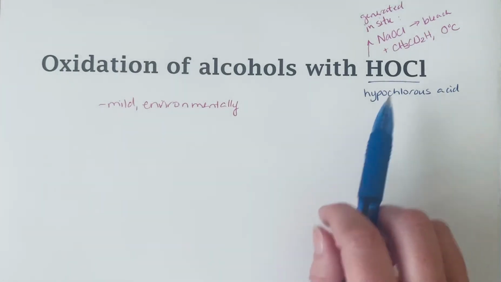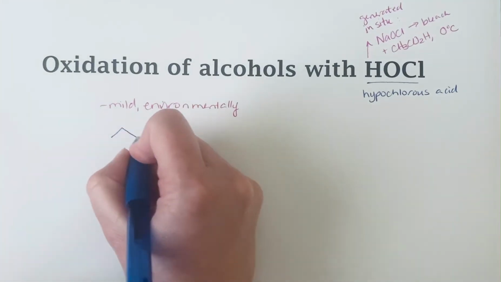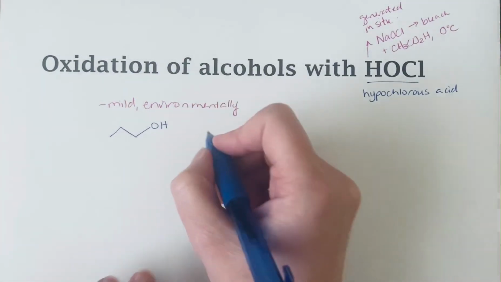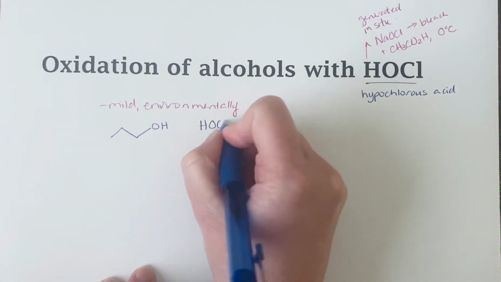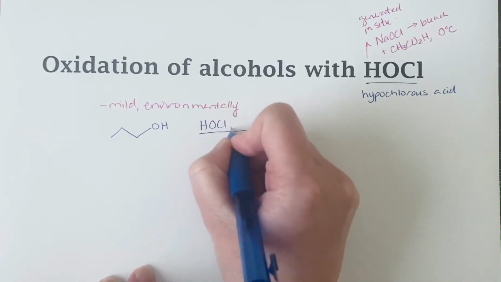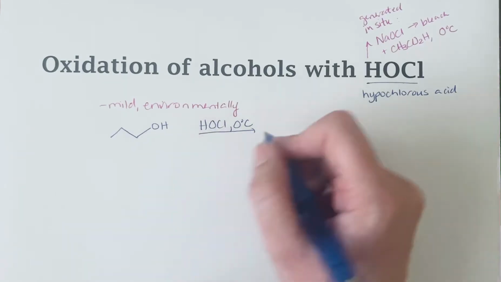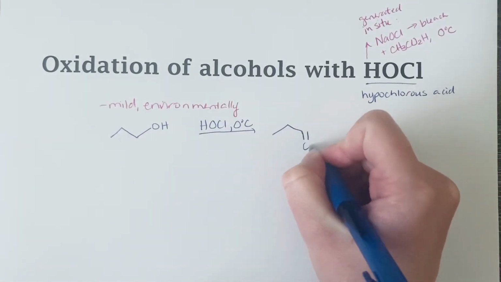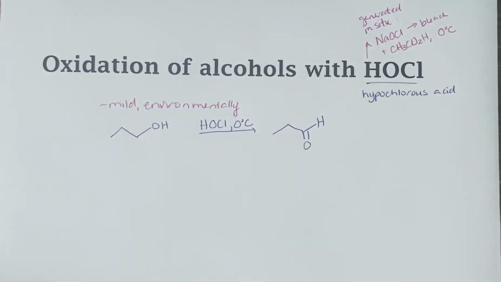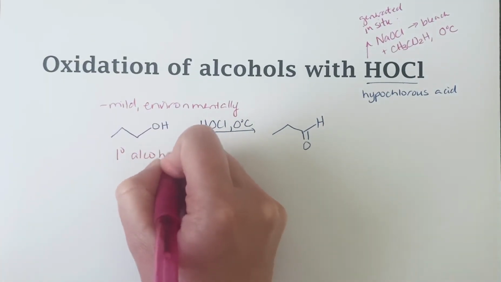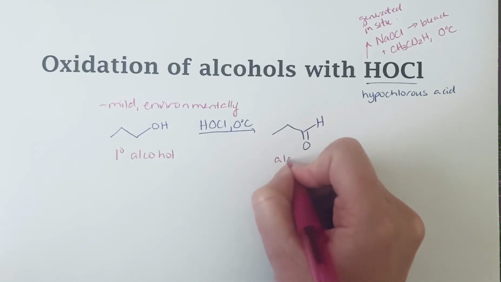And so what these conditions will do is basically the same chemistry as you see with PCC, and that is, and I'm just going to write the HOCl over the arrow. We'll keep the temperature at 0 degrees Celsius. So what this will do is oxidize a primary alcohol to an aldehyde. So showing that same selectivity that PCC shows. So we can go from a primary alcohol to an aldehyde.